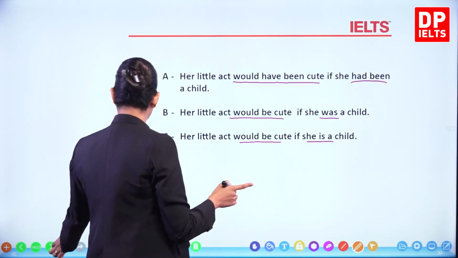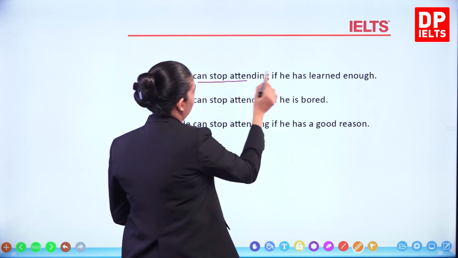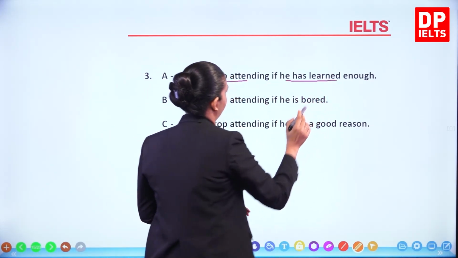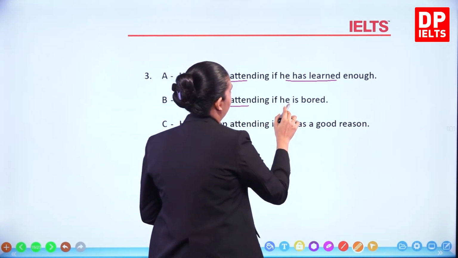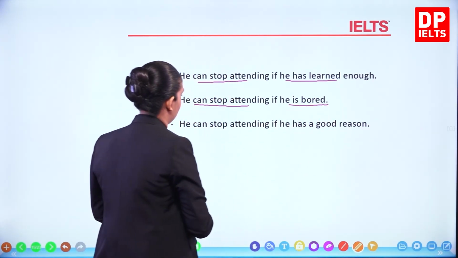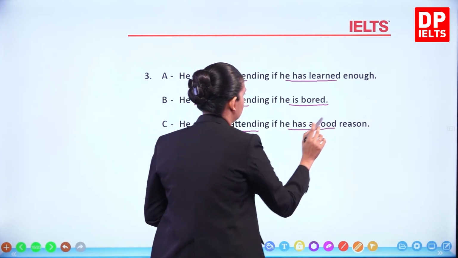Think about the rules. He can stop attending if he has learned enough. He can stop attending if he is bored. He can stop attending if he has a good reason.